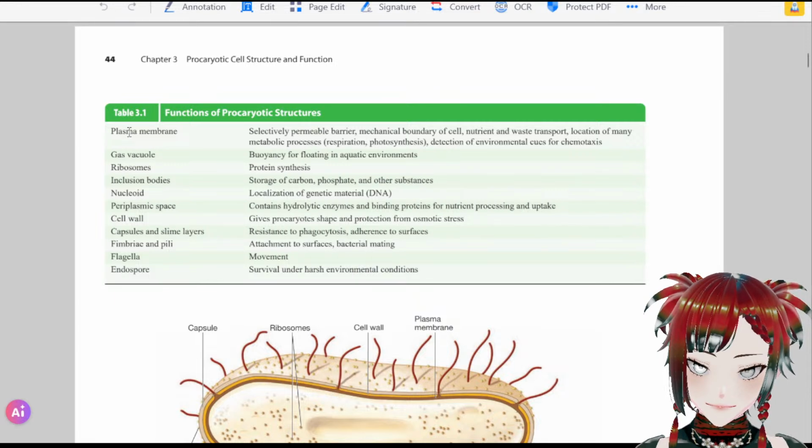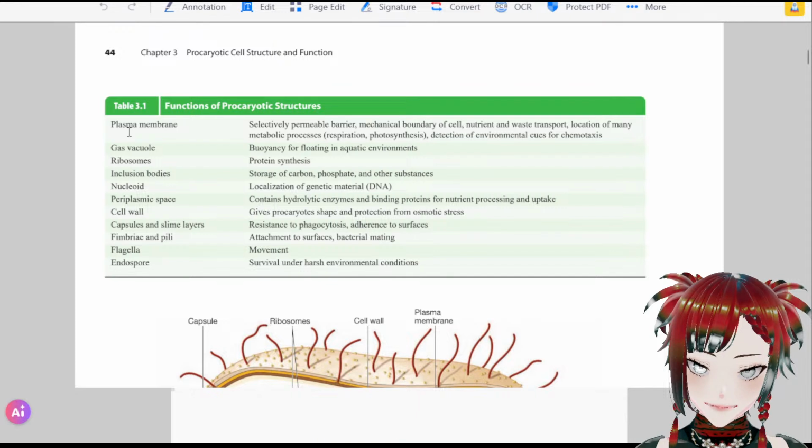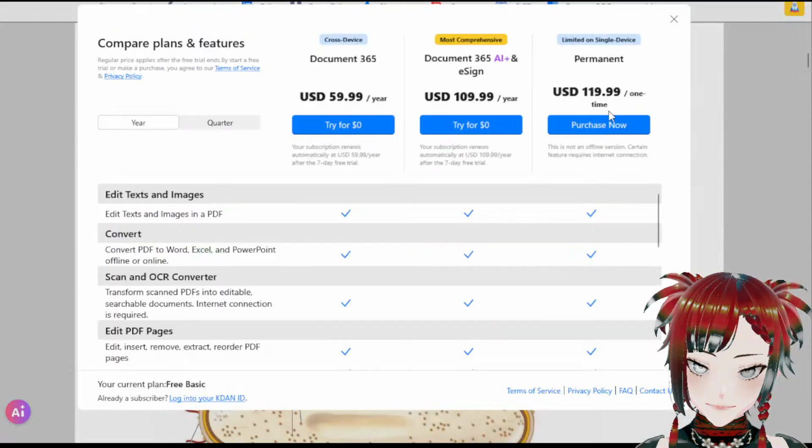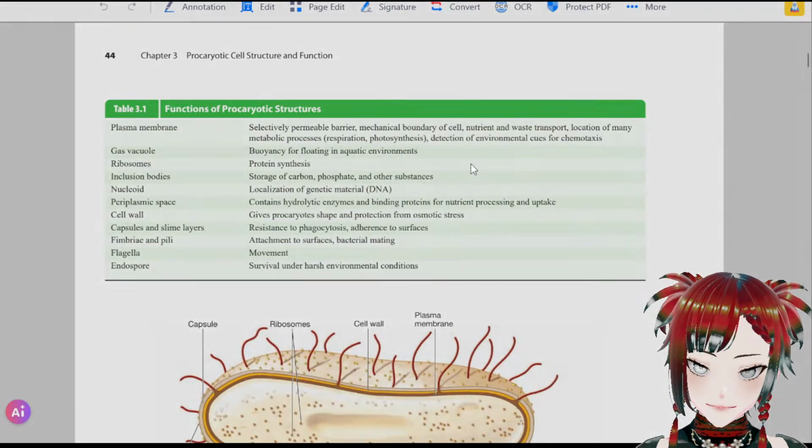What is its function? It is selectively permeable, means it allows only certain materials to go in and certain to go out. Mechanical boundary of the cell. Mechanical means the mechanical pressure applied on it or inside. If the water increases, it won't lyse, as it has the flexibility to retain some kind of pressure or to save the cell from some kind of pressure. Nutrient and waste transport.